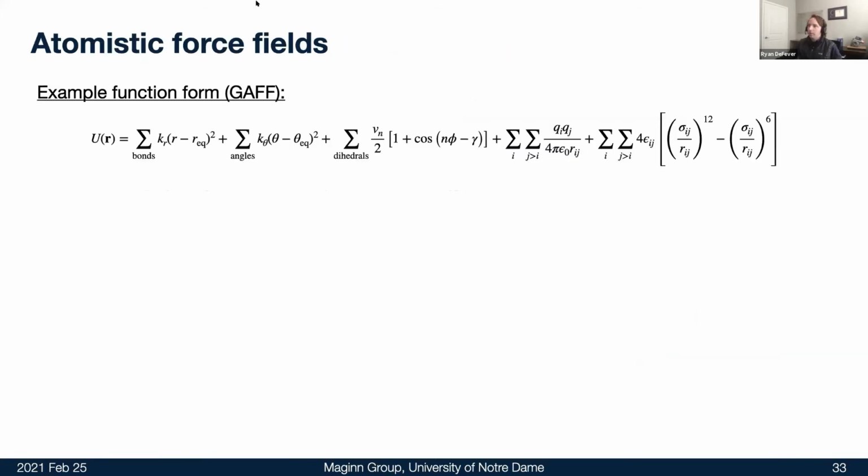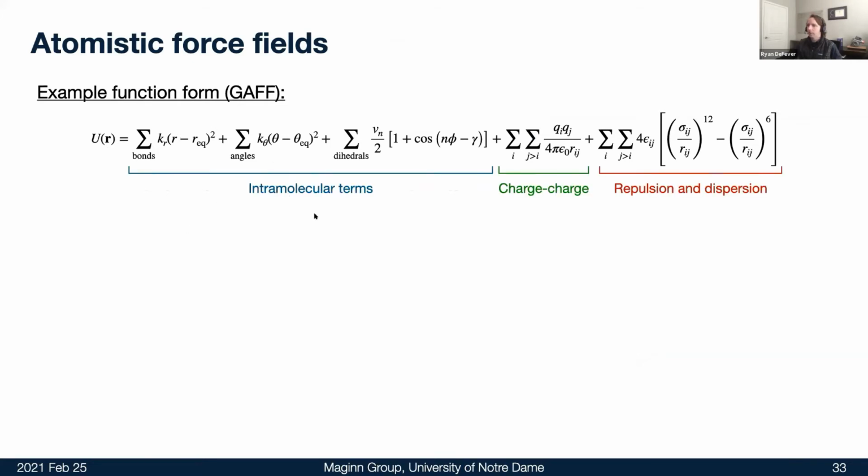So thinking a little bit more about the force fields, what do they look like? This is an example of a functional form, taken from GAF. We have the potential energy, U, written as a function of all the coordinates in the system, the vector R here. And this looks a bit ugly, but we can break this down into a few different components. We have our intramolecular terms: bonds, angles, dihedrals. We then have a charge-charge term, and then a repulsion-dispersion term, which normally, or often, takes the form of a Lennard-Jones potential.